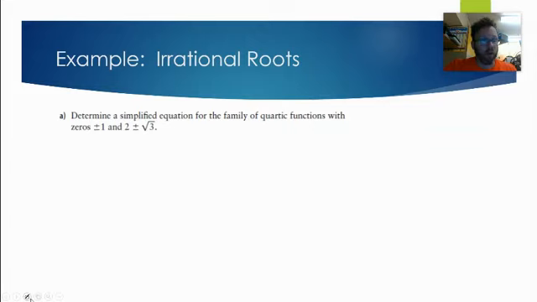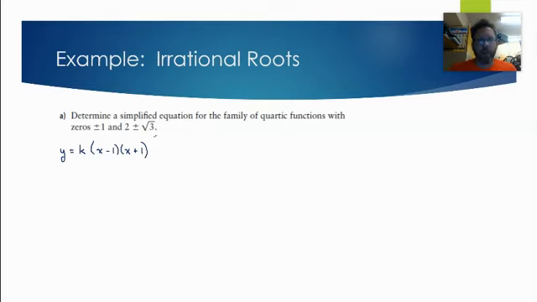So to start off, we're going to set up an equation for our family of functions. So it's going to look like this. We're just going to proceed as usual. y equals k. So we have zeros of plus 1 and minus 1. So we'll have 1, and minus 1 gives us a factor of x plus 1.